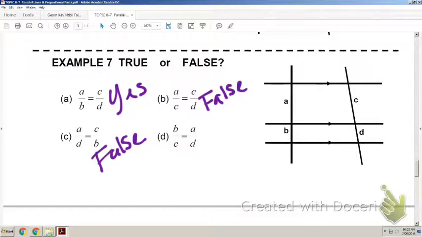Okay, or we could do, let's see if this one is true or false. B over C equals A over D. See how that crisscrossed again? So that means this is also a false. That won't work. Can't crisscross it.